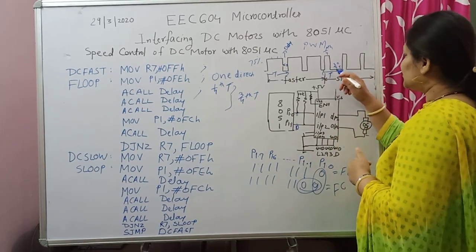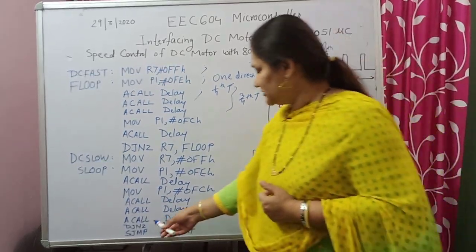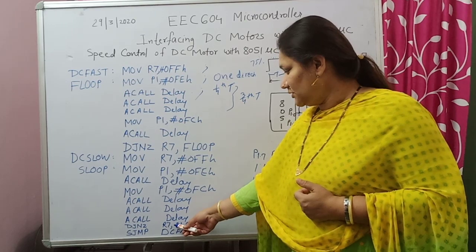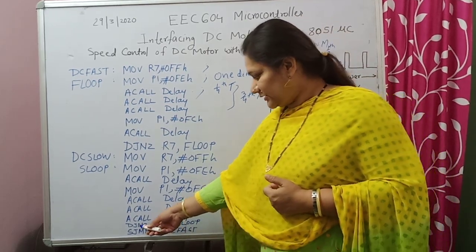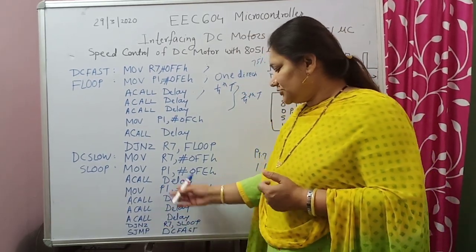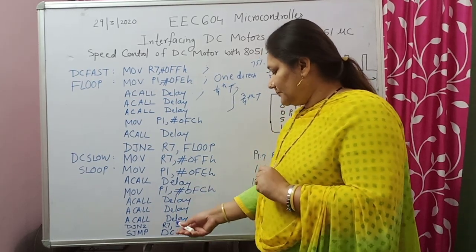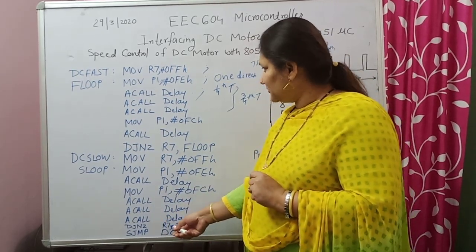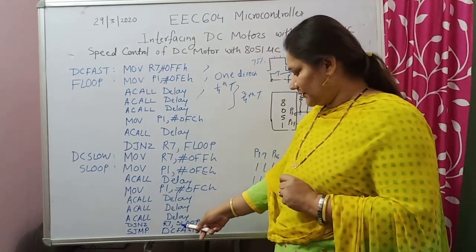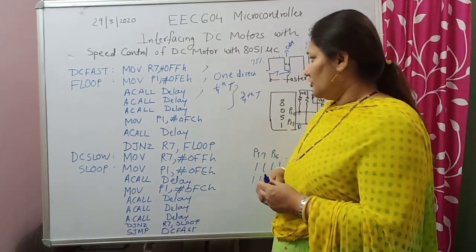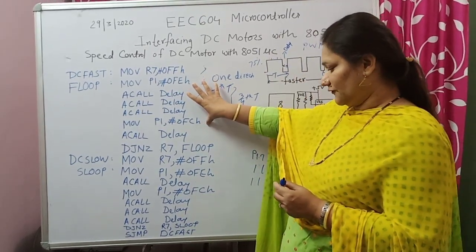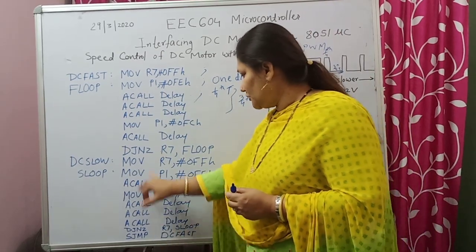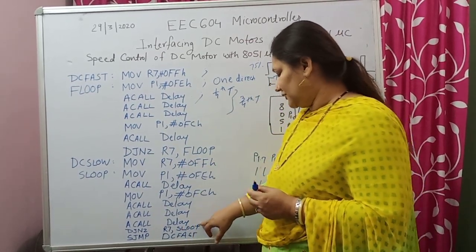And for how much time are you continuing this? You are checking again whether R7 is 0 or not. First you are decrementing it by 1 and then checking for 0. And for how many times are you repeating this? You are repeating this for FF times, that is 255 decimal times. So the faster movement was for 255 times and your slower movement is also for 255 times.